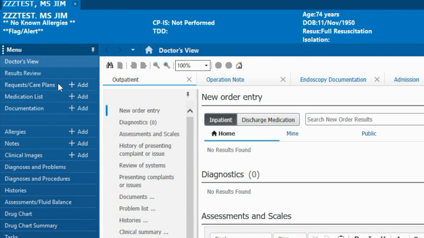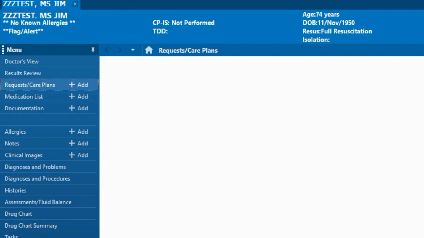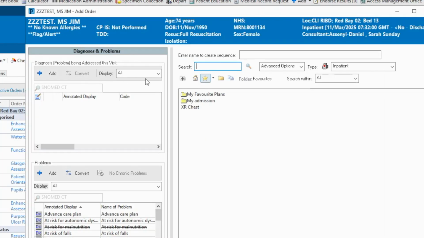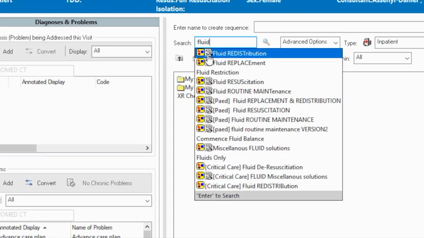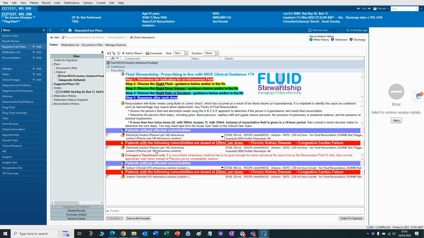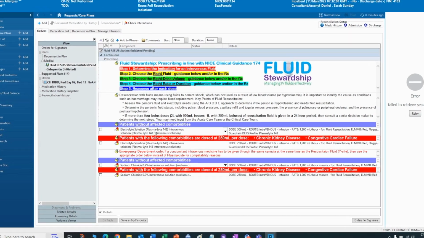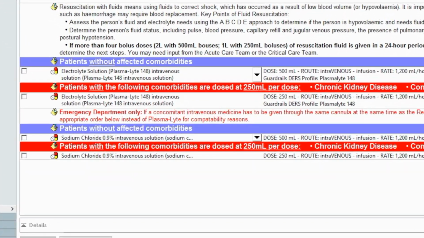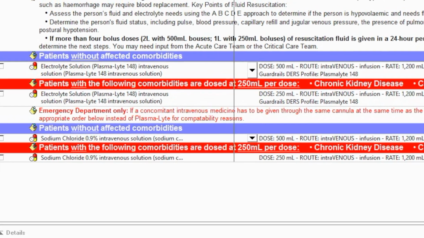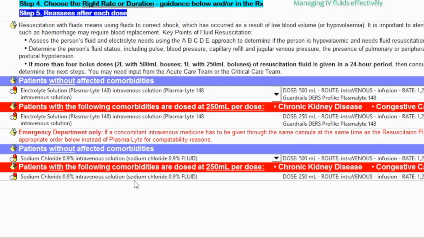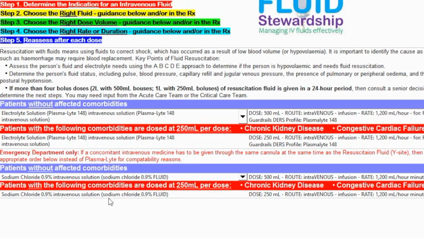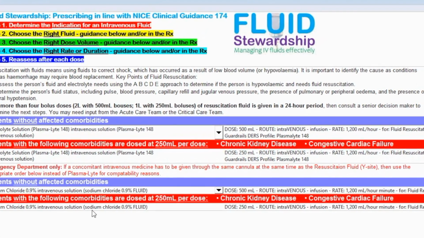So from the blue side menu, click on the plus add for request care plans and type fluid. You'll see a variety there, and we'll look for fluid resuscitation. Two options, plasmolite and sodium chloride. Sodium chloride should only be used in the emergency department when concomitant antibiotics are going to be given in order that the two fluids are compatible.